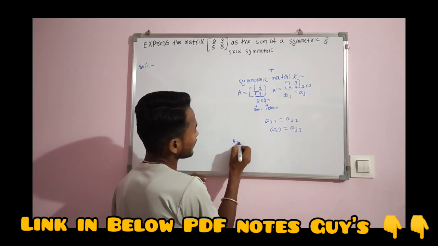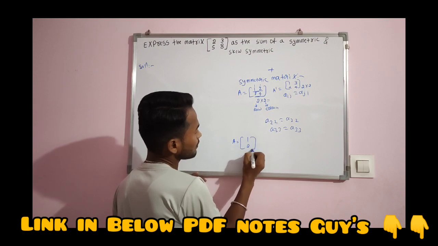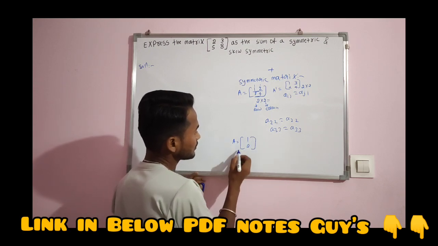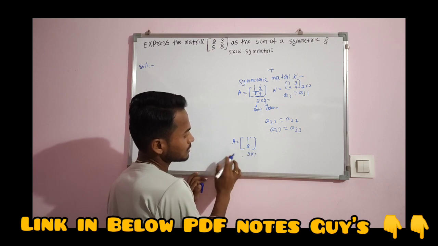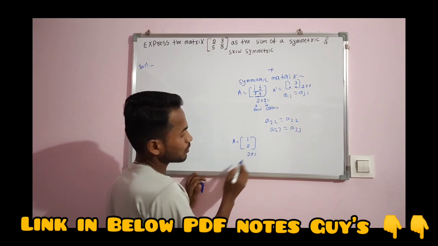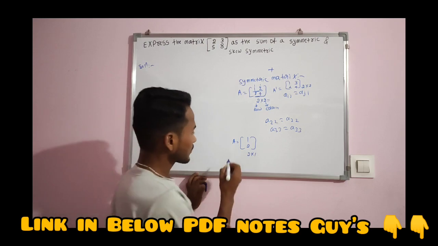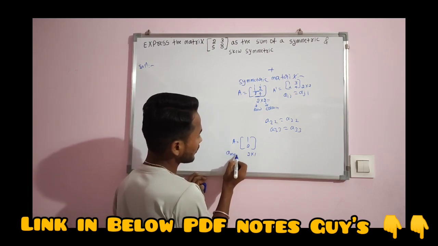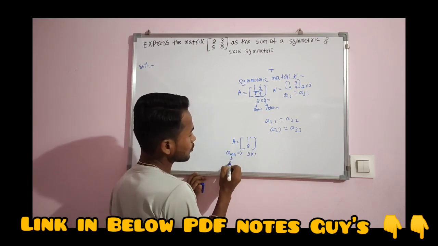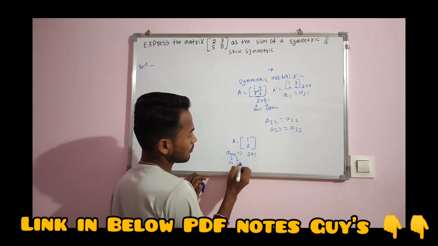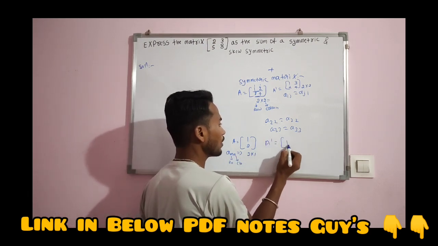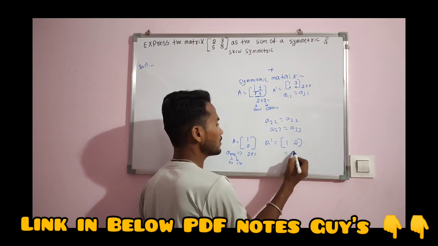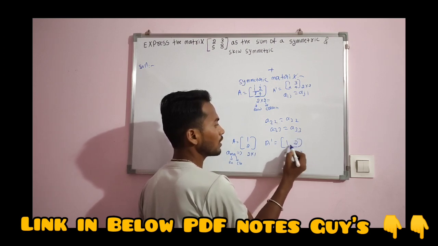Now check whether this matrix is symmetric or not. It has first and second rows, so it is a 2 cross 1 matrix. How do you write the order? M into N, where M is the number of rows and N is the number of columns. The transpose is A dash, which is 1 into 2. This is the row and this is the column.